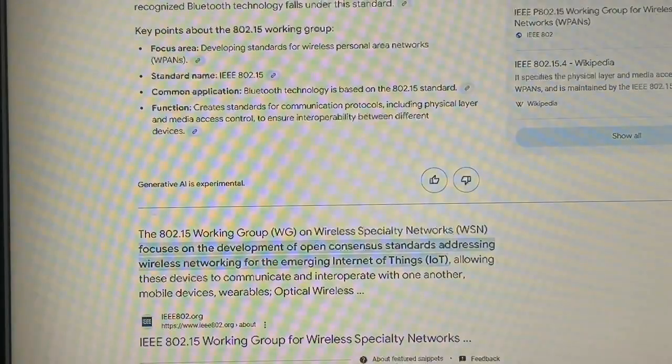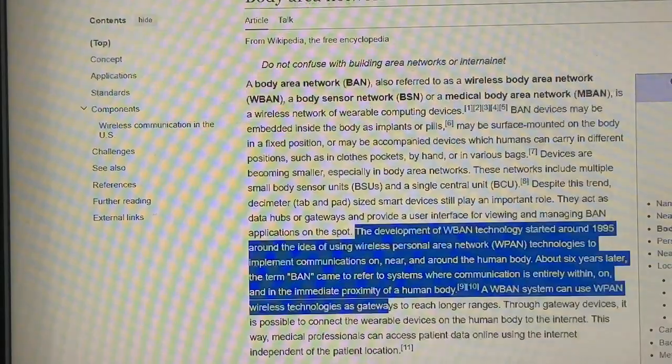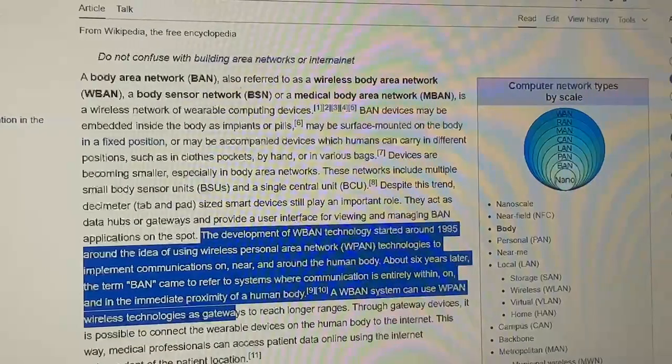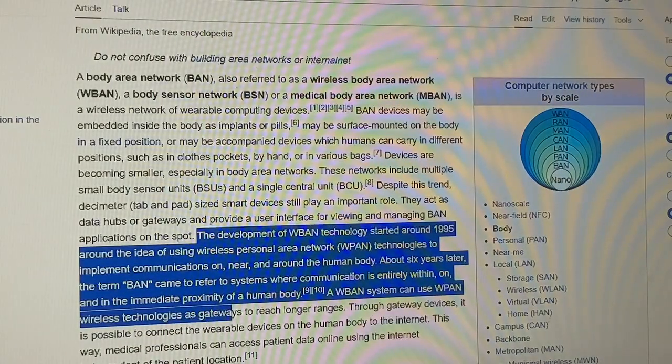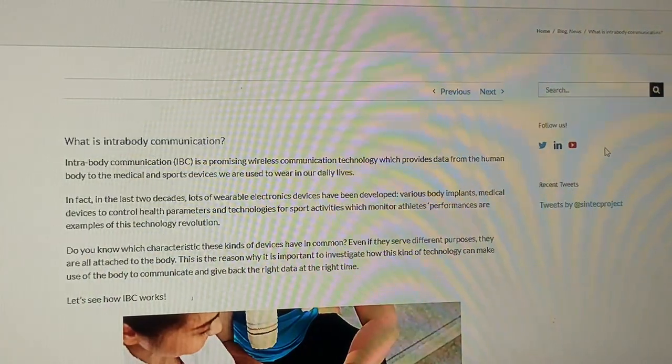Key points about the 802.15 working group. The focus area is on developing standards for wireless personal area networks. The standard name is IEEE 802.15, and their common application is Bluetooth technology. Now, that's the wireless personal area network that over here on basic Wikipedia tells us started in 1995. So let's go to another resource.